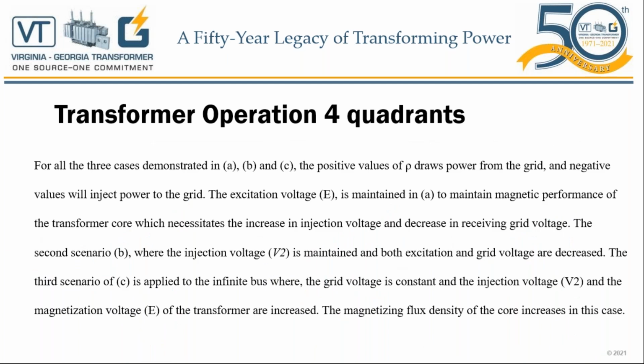Continuing on understanding the 3 figures, for all 3 cases we looked at in the previous slide, A, B, and C, the positive values of phase displacement draw power from the grid, and negative values will inject power to the grid. The excitation voltage E is maintained in A to maintain the magnetic performance of the transformer core, which necessitates an increase in injection voltage and a decrease in receiving grid voltage. In the second scenario, B, the injection voltage V2 is maintained and both excitation and grid voltage are decreased. The third scenario, C, is applied to the infinite bus, where the grid voltage is constant and the injection voltage V2 and the magnetization voltage E of the transformer are increased. The magnetizing flux density of the core increases in this case.